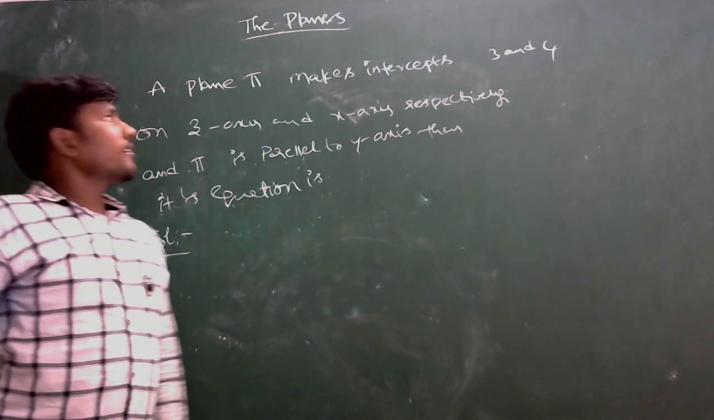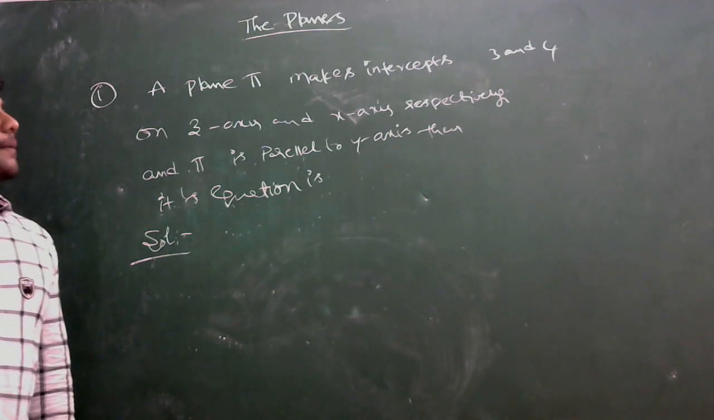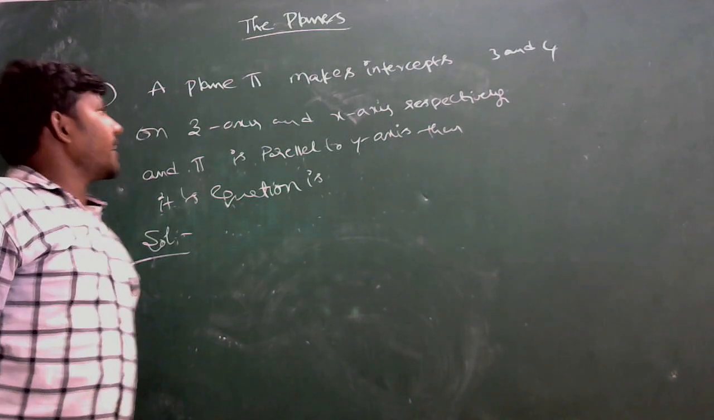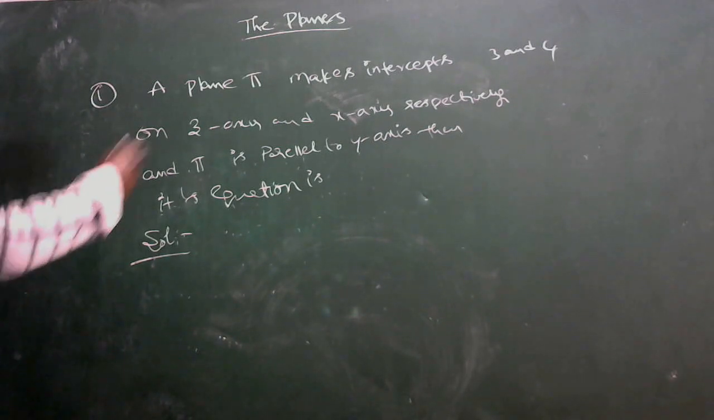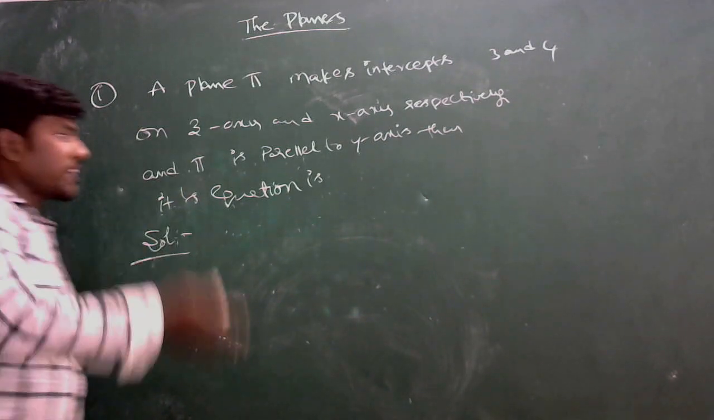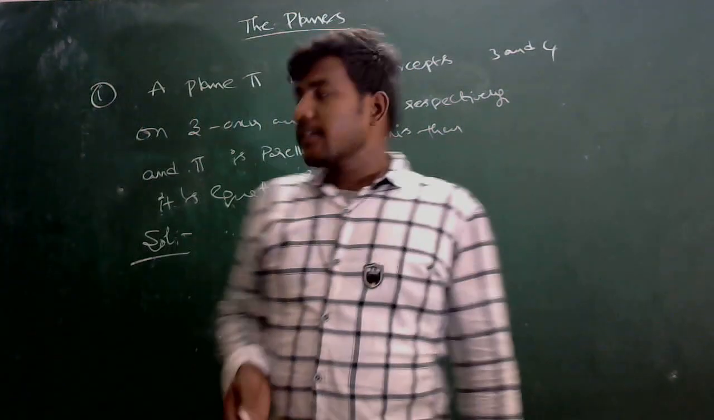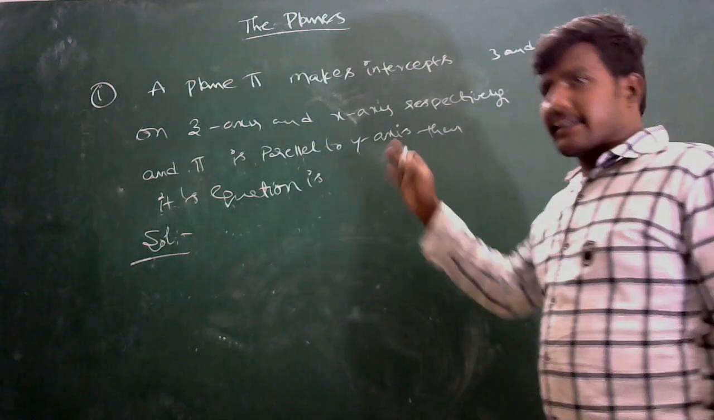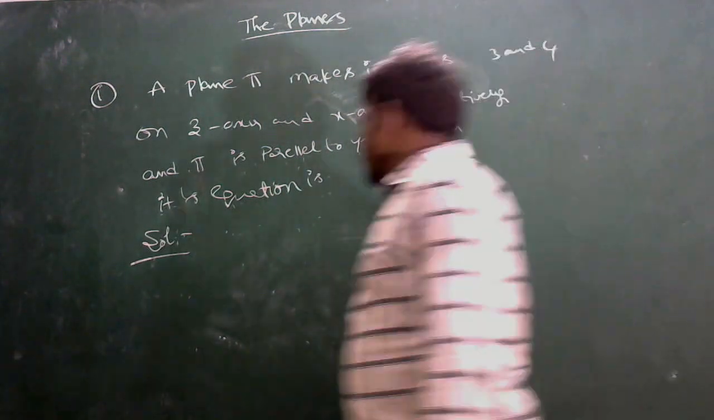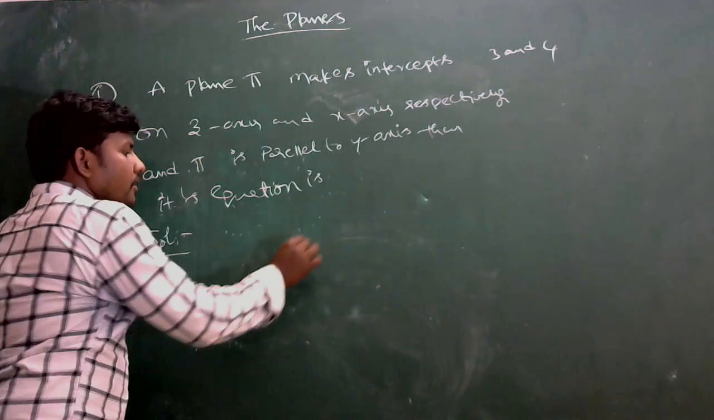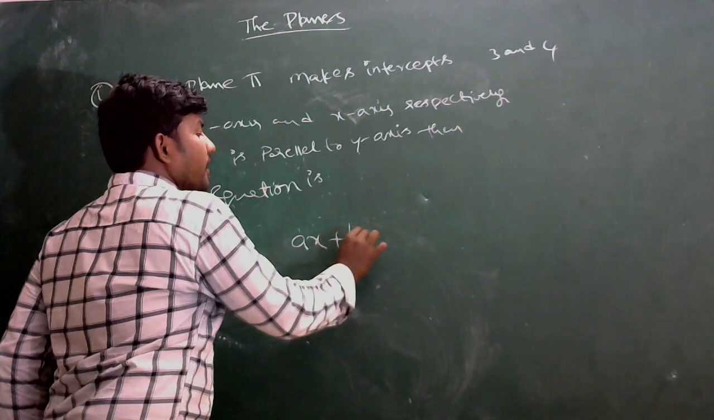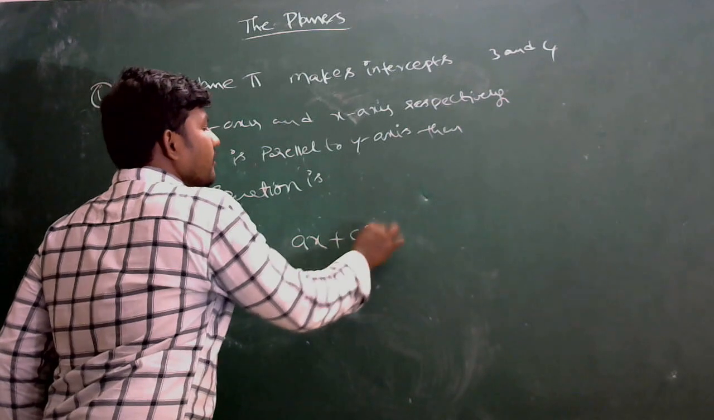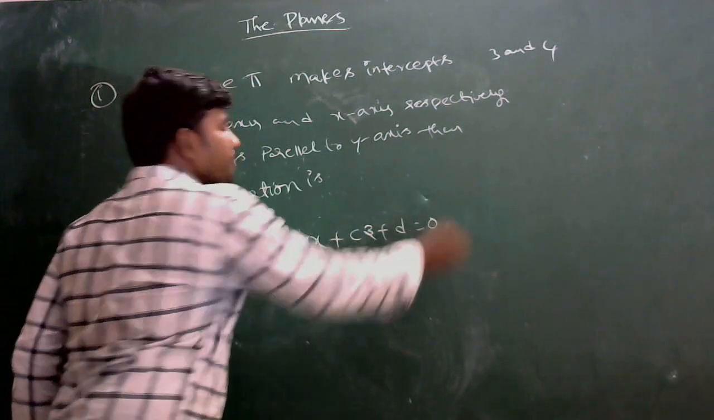First of all, a plane phi makes the intercepts 3 and 4 on the z-axis and x-axis respectively, and phi is parallel to the y-axis. The equation of a plane parallel to the y-axis is ax plus cz plus b equal to 0.